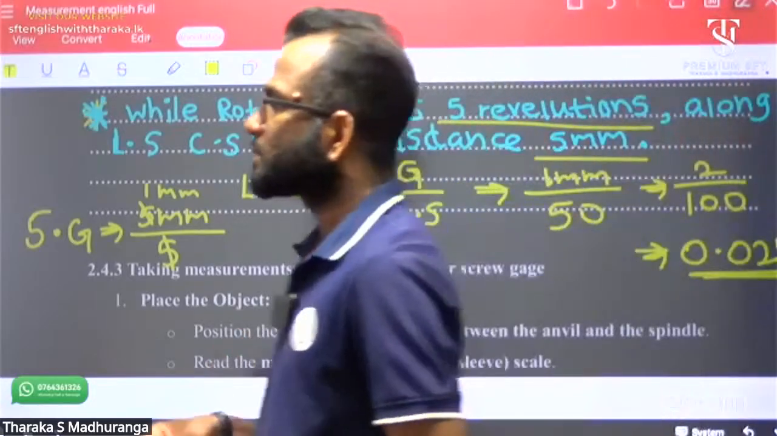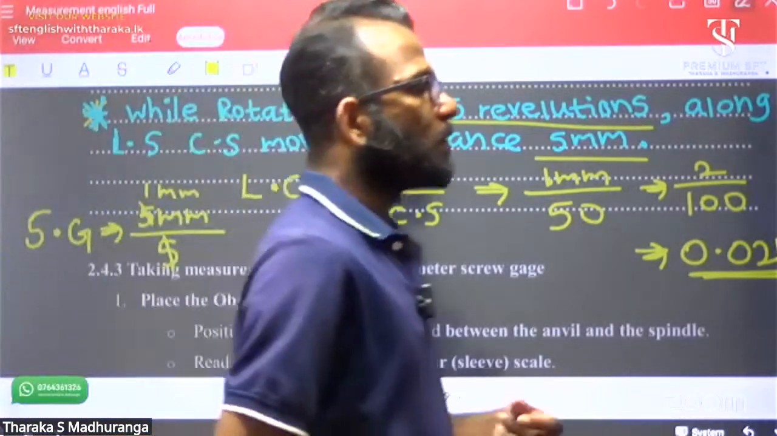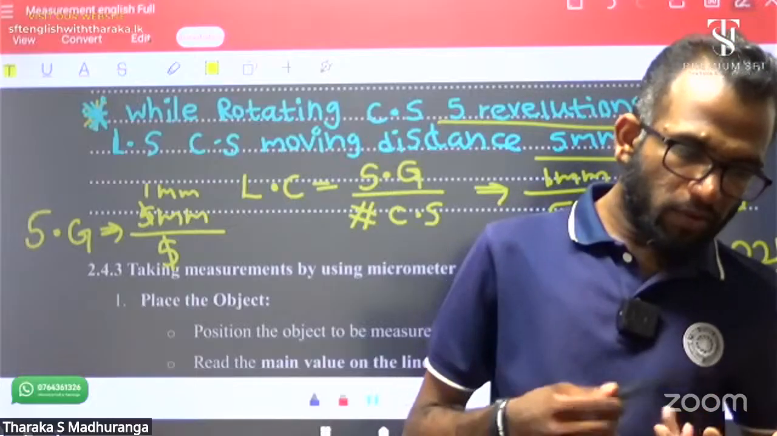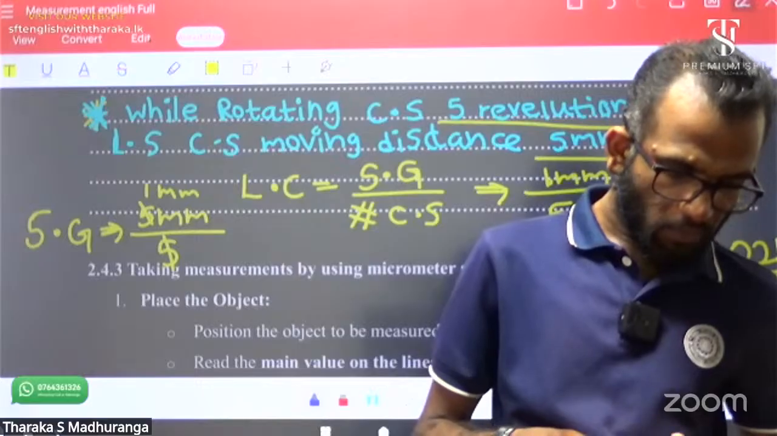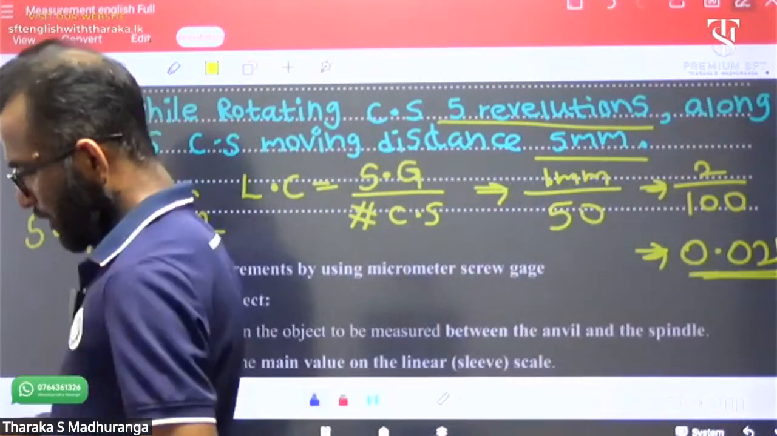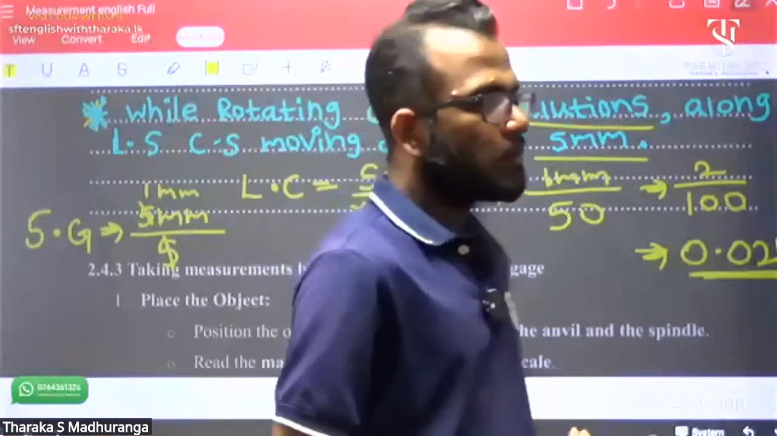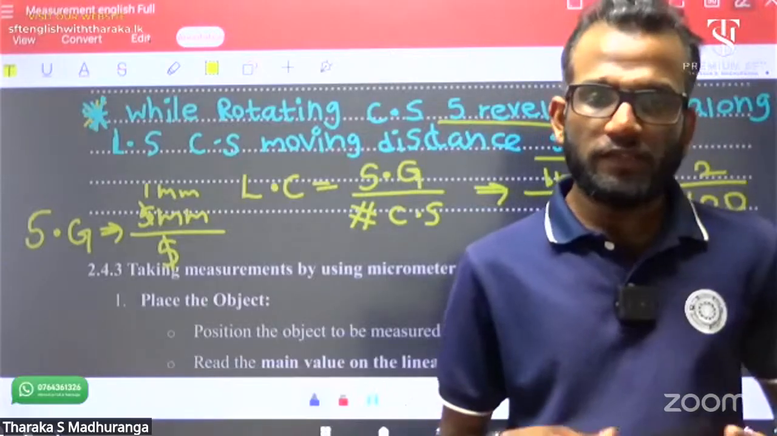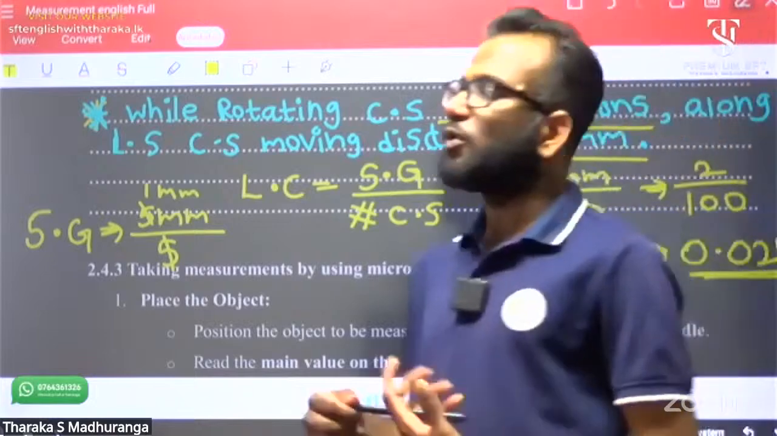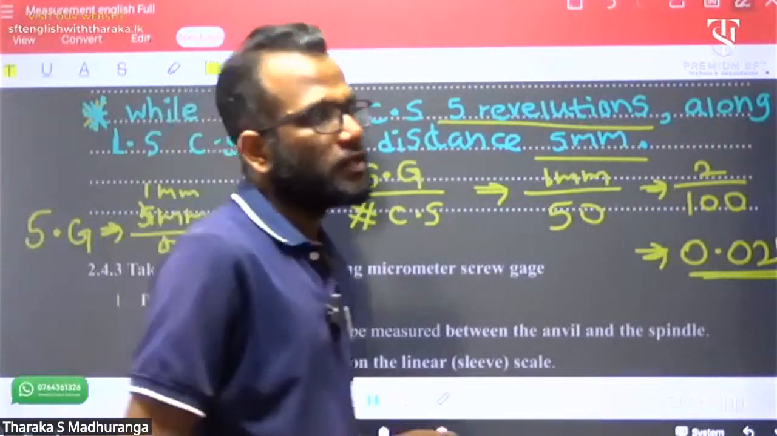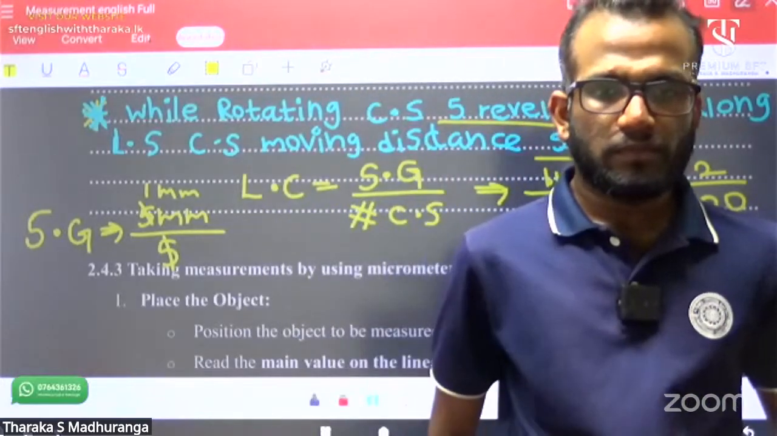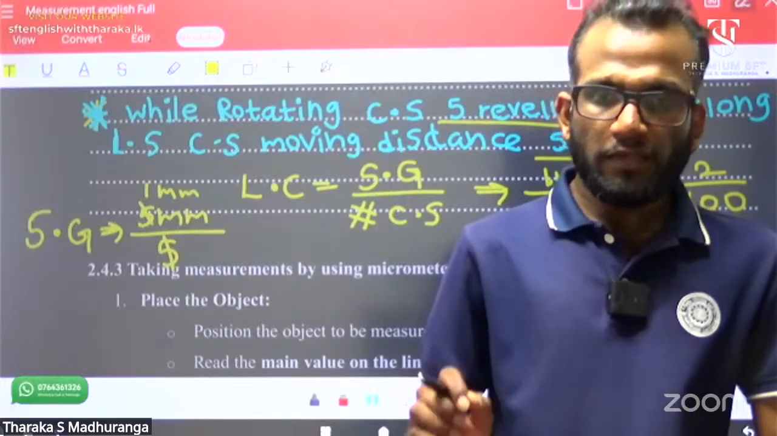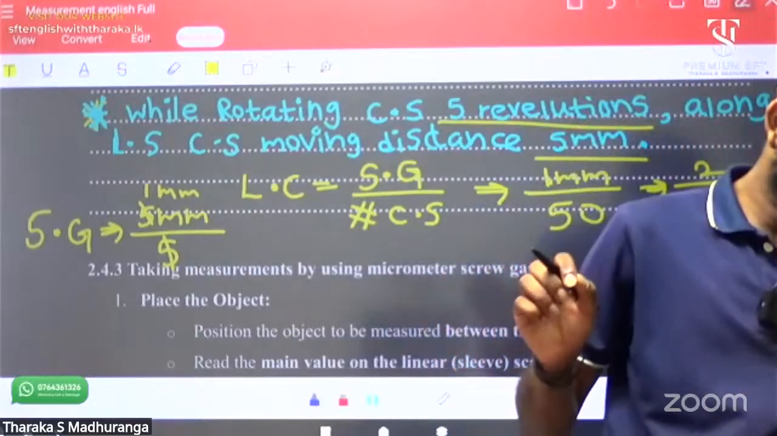While rotating 5 revolutions of the circular scale along the linear scale, the circular scale moving distance is 2.5 millimeter.